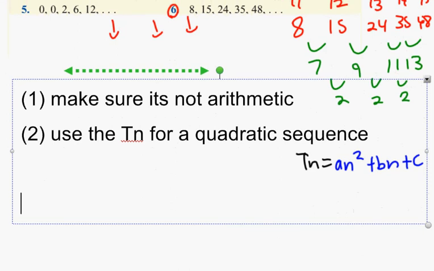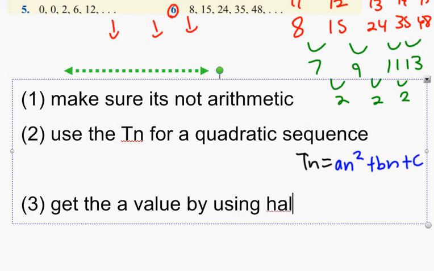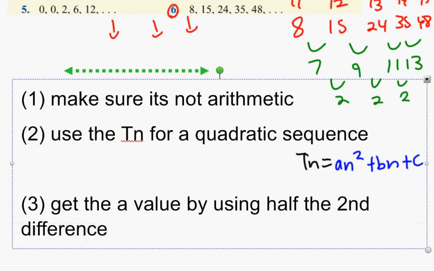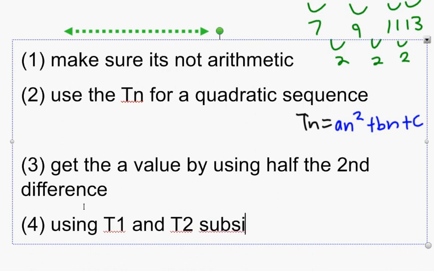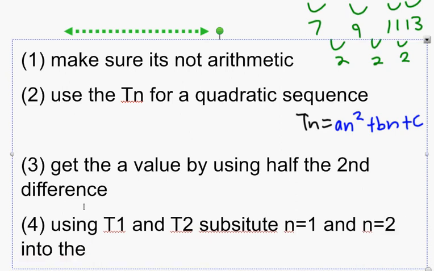How do we get the a value? Get the a value by using half the second difference. Once we've done that, what's step 4 then? Using T1 and T2, substitute n equals 1 and n equals 2 into the equation and form what type of equation? Form two simultaneous equations.